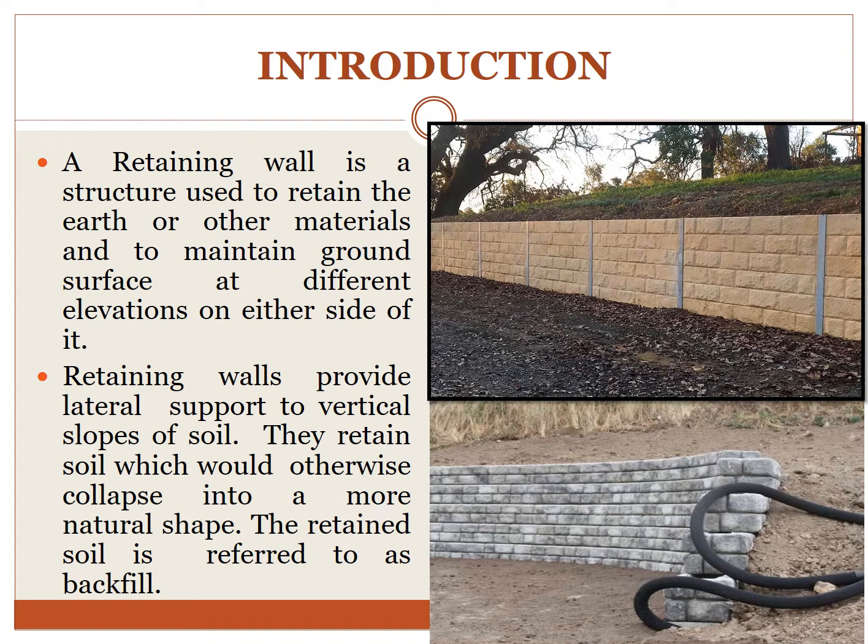So first of all, what is a retaining wall? A retaining wall is a structure used to retain the earth or soil or other material to maintain the ground surface at different elevations on either side of it. Retaining walls provide lateral support to a slope of soil, and they retain soil which would otherwise collapse into a more natural shape.